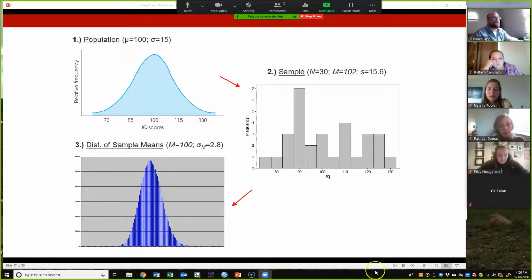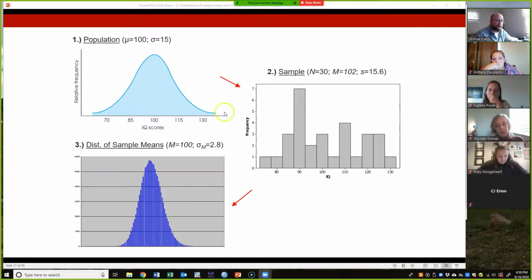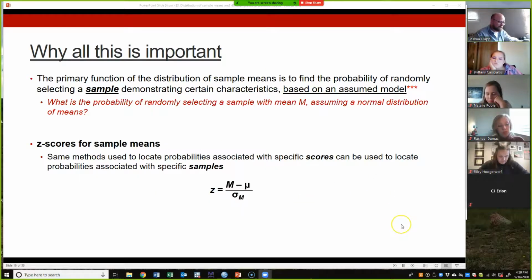Okay, now we're back on track. So we talked about our distributions: our population distribution, our sample, and our distribution of sample means. Why this is important, tying this all together, is that the primary use of our distribution of sample means is to find the probability of some randomly selected sample demonstrating certain characteristics based on some assumed model.